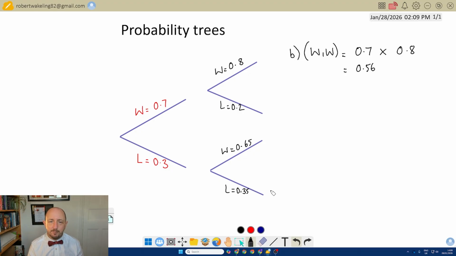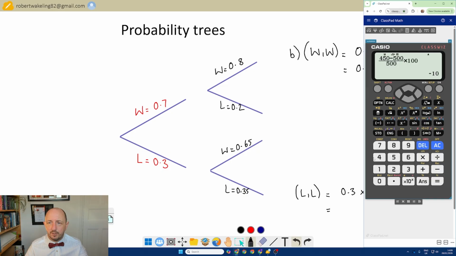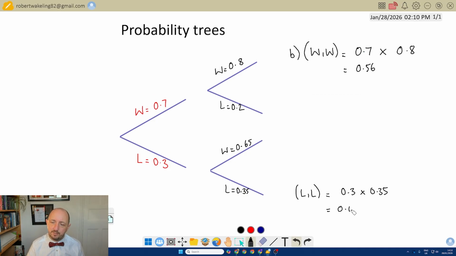So let's try losing both games as another example. 0.3 times 0.35. Okay, put that in your calculator. That will be your chances of losing both your games. So 0.3 times 0.35, 0.105, like that. So about 10% chance of losing both your games.